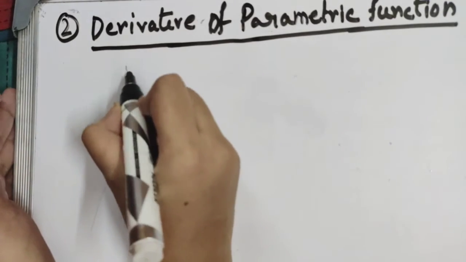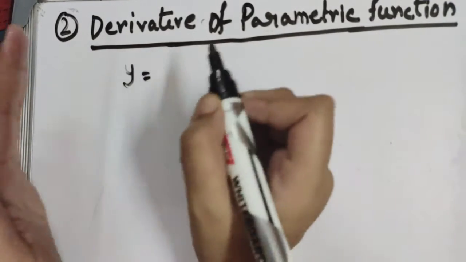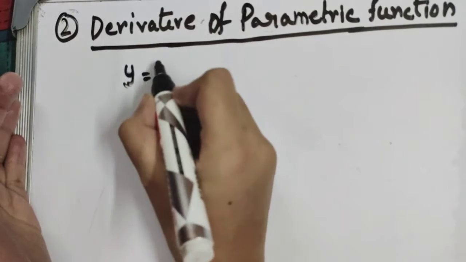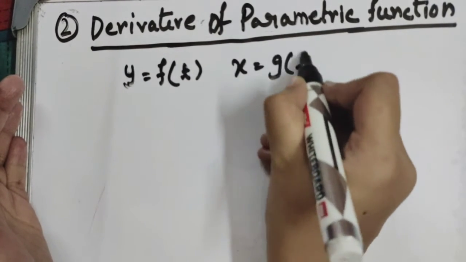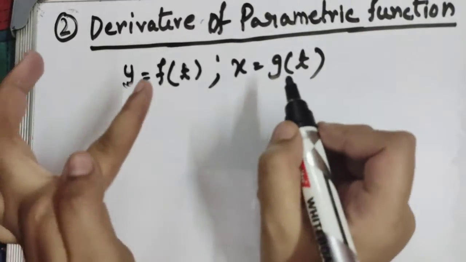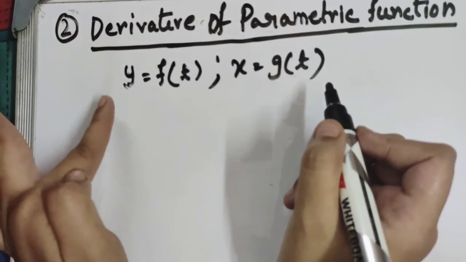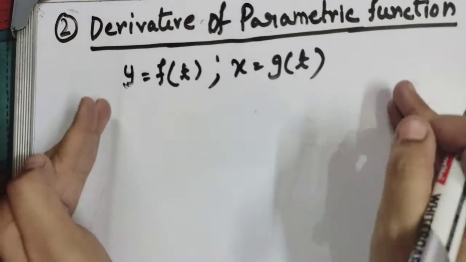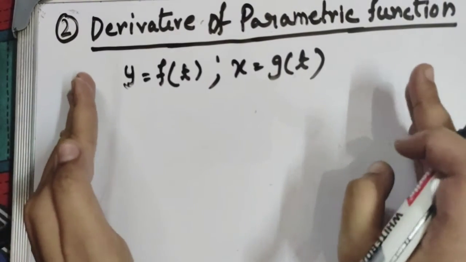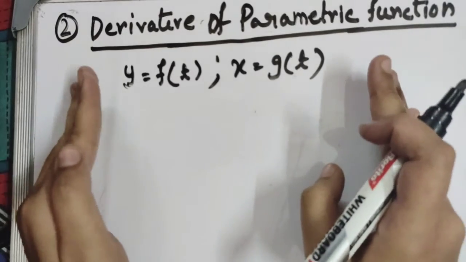So let's see what happens. If we assume that y equals to f of t and x equals to g of t. So here t is a parameter. Okay, that means if we express x and y with respect to a parameter, then we can say here that the function is a parametric function.